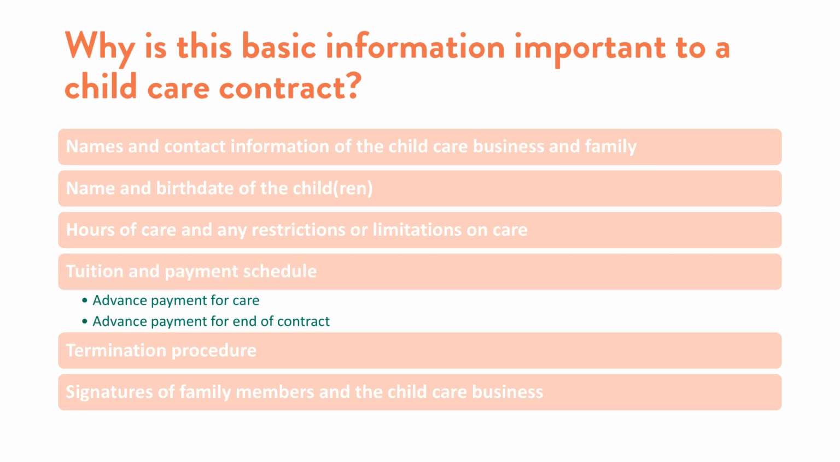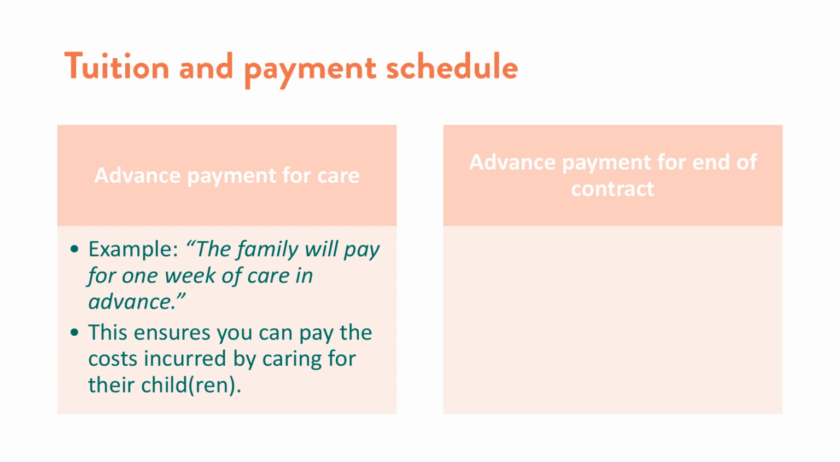Tuition and payment schedule. Just as other businesses list terms of payment in their contracts, so should a family childcare contract. Clearly state when payment is due and the acceptable forms of payment. We highly suggest including two clauses on the following topics in this section of the contract. Advance payment for care.